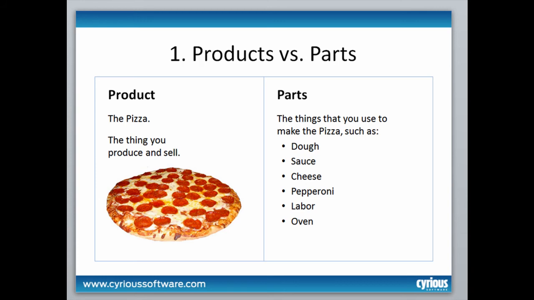A part, on the other hand, is something that is used to make that product. So in the pizza example, a part would be the dough, the sauce, the cheese. Pepperoni would be a part. Also, labor would be one of the things that's used to make that pizza or that product, as well as the oven or the oven time.